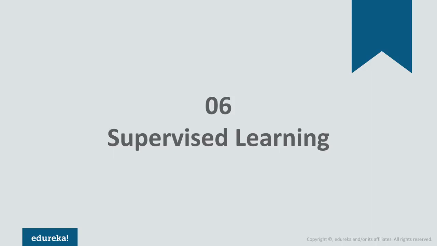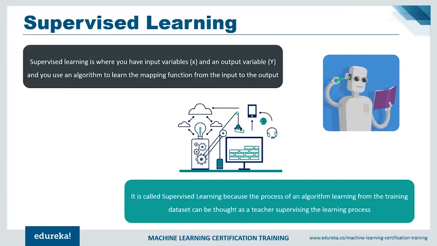Let's go ahead and understand what exactly is supervised learning. Supervised learning is where you have the input variable X and the output variable Y, and you use an algorithm to learn the mapping function from the input to the output, as I mentioned earlier with the example of face detection. It is called supervised learning because the process of an algorithm learning from the training dataset can be thought of as a teacher supervising the learning process.